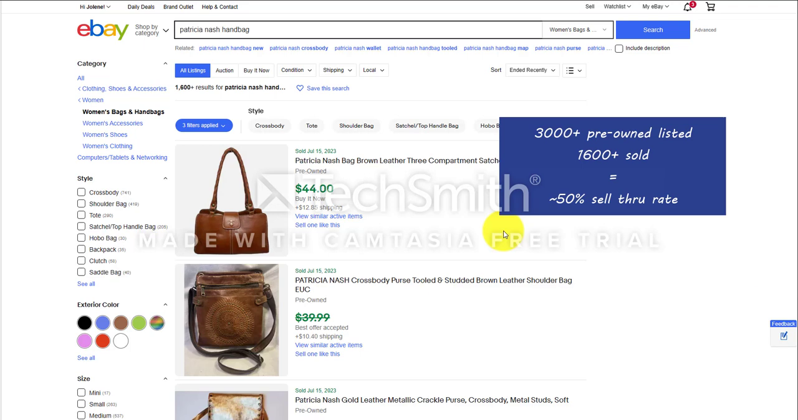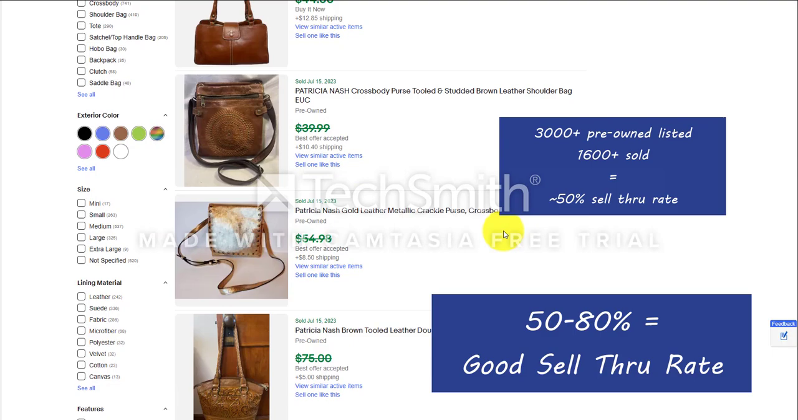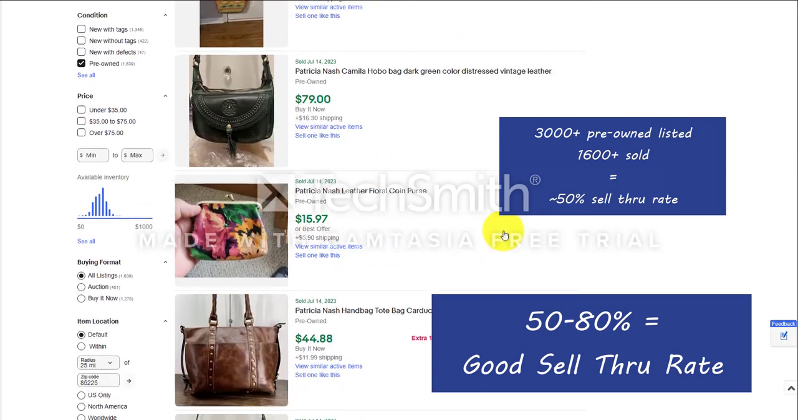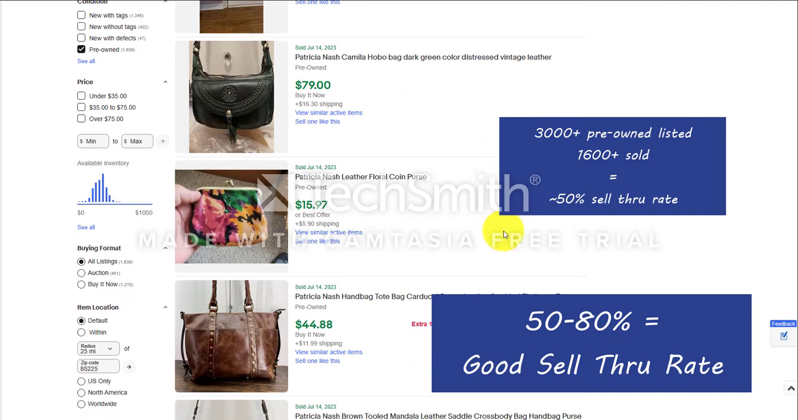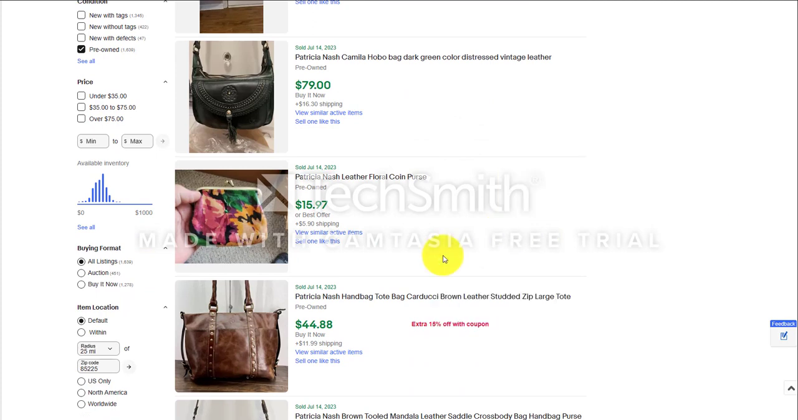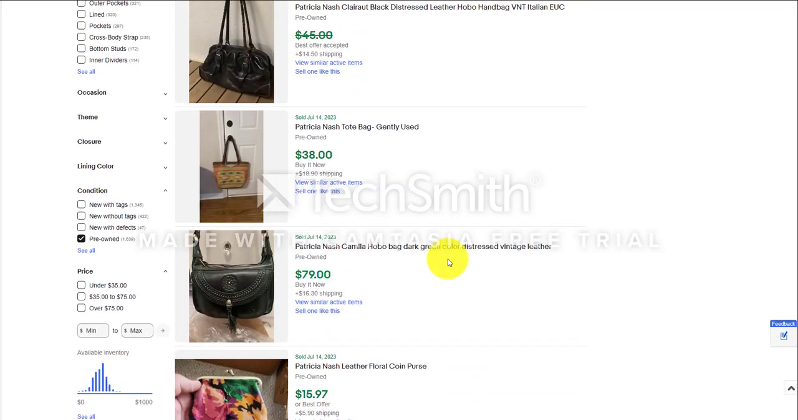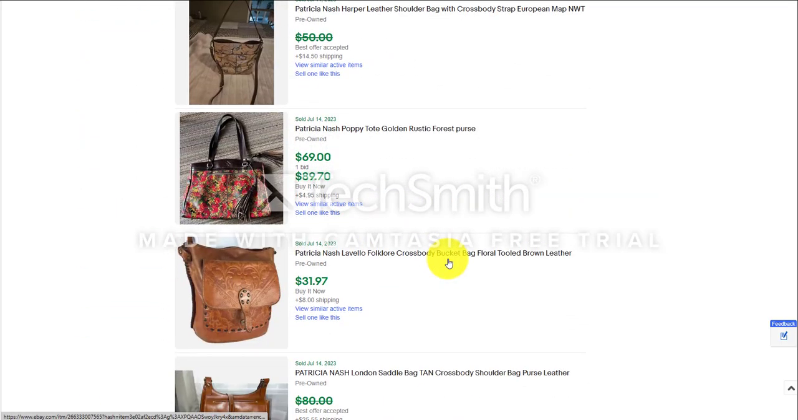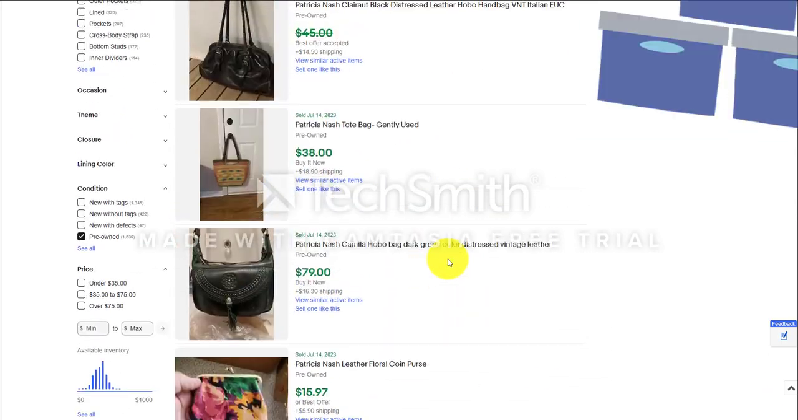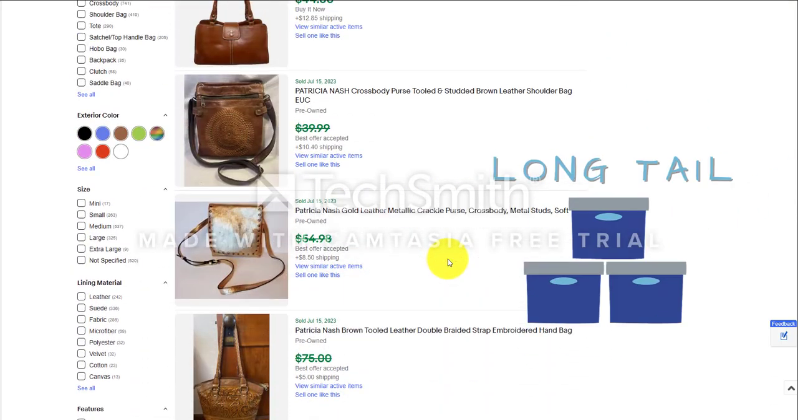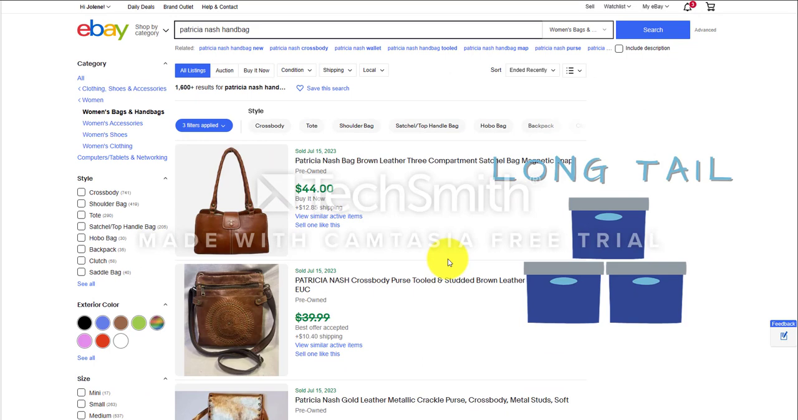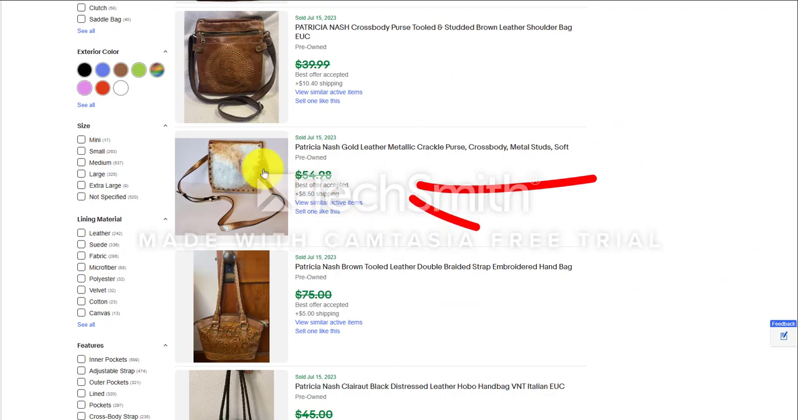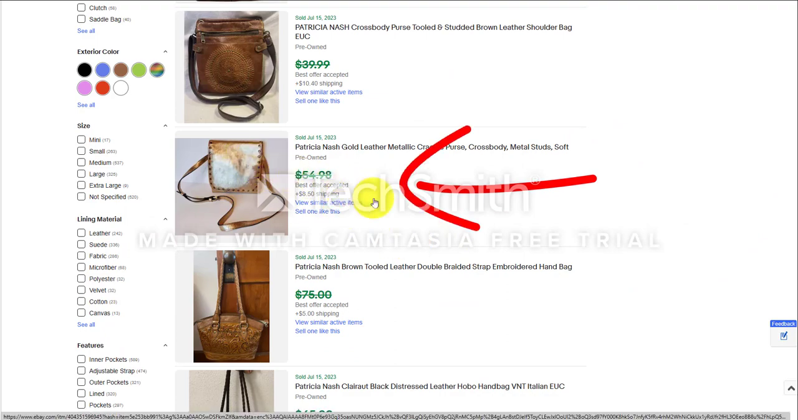And if you look at the prices, 44, 39, 54, 75, this is pretty good. So if you're able to get a Patricia Nash bag for less than $10, I would say to buy it. Now, if you look through here, pre-owned, they're going for good money. So it might be a longer tail item, which means you're holding on to it a little bit longer, but it looks like with over a 50% sell-through rate, that's pretty good. That is one right here that I recently sold. I sold that this morning.